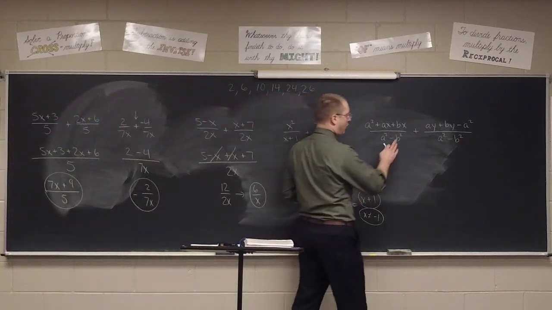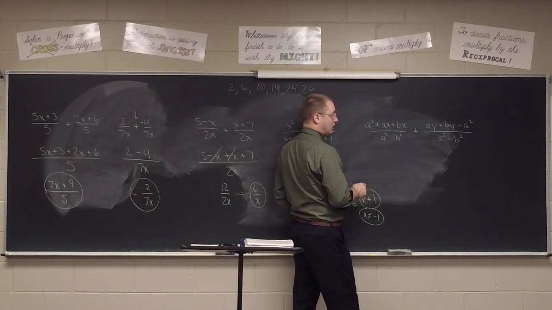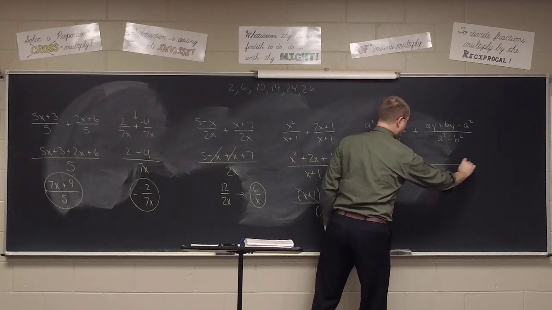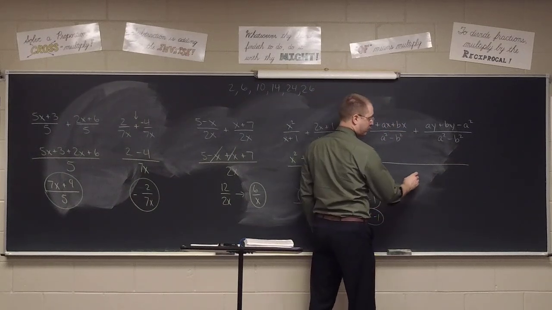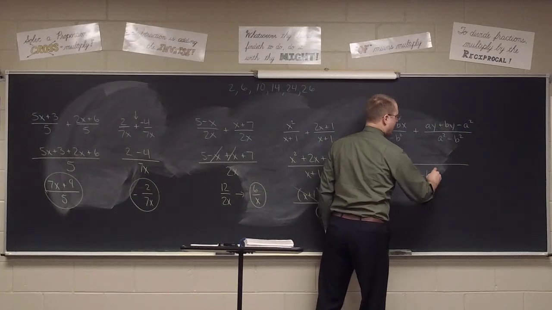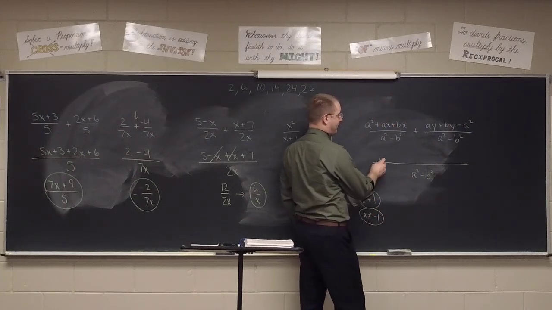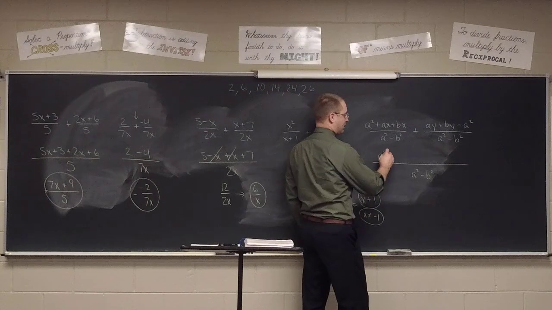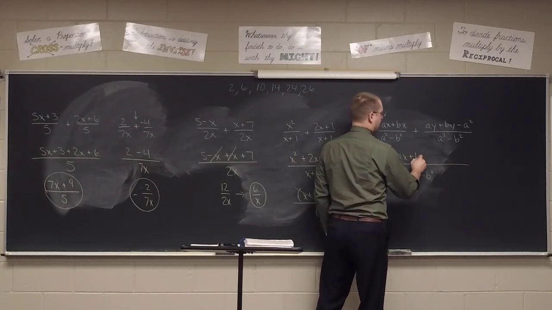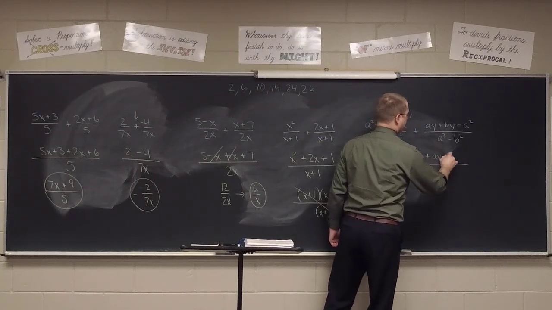Looking at the next one, Noah, let's start by drawing a really long fraction bar. Down below it, we'll put a squared and b squared. And above it, we can just write out a squared plus ax plus bx plus ay plus by negative a squared.